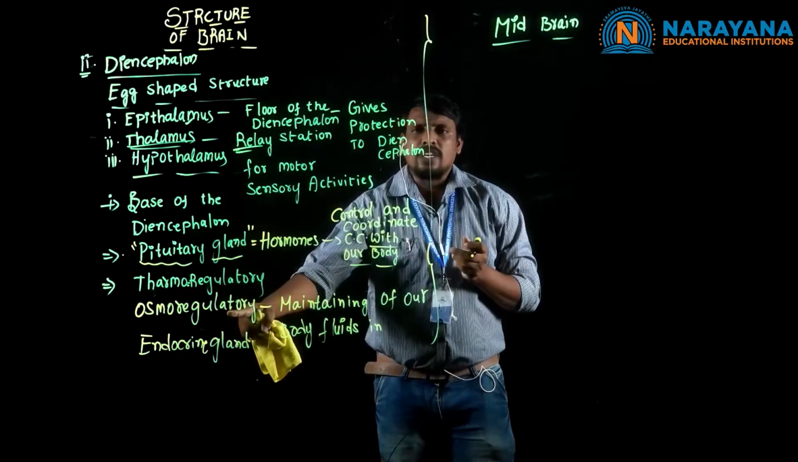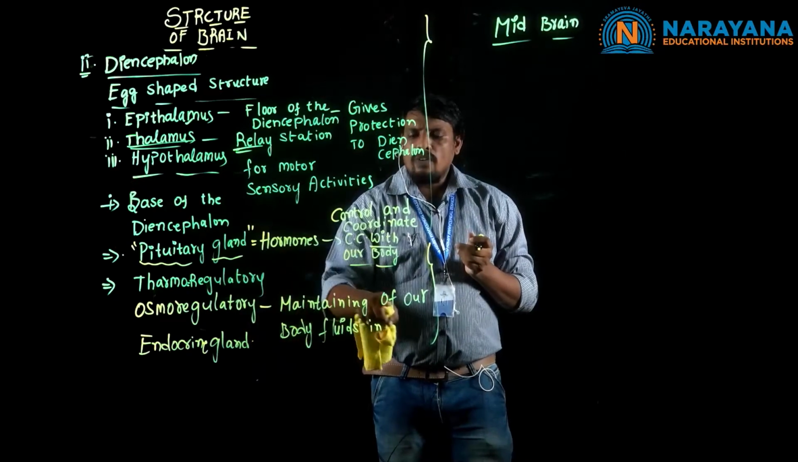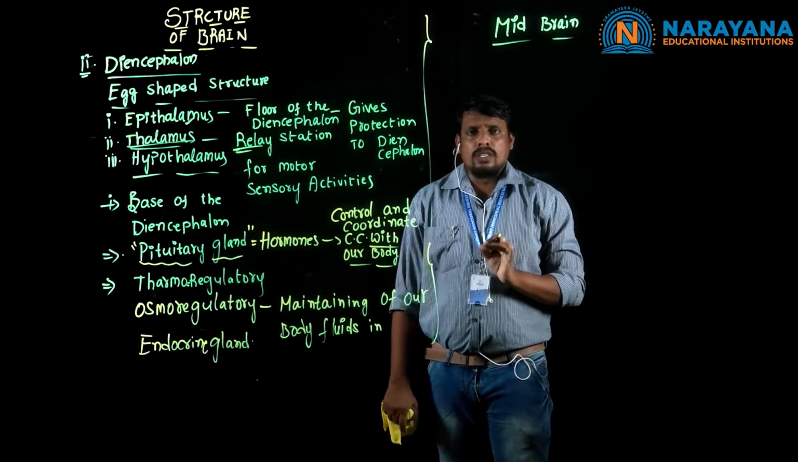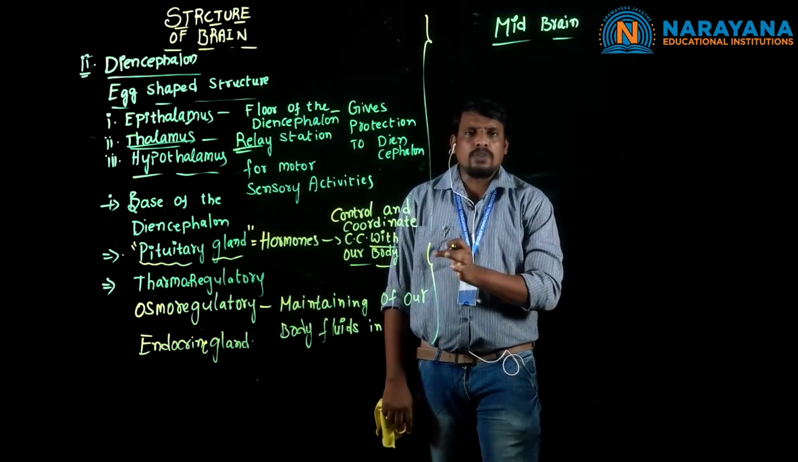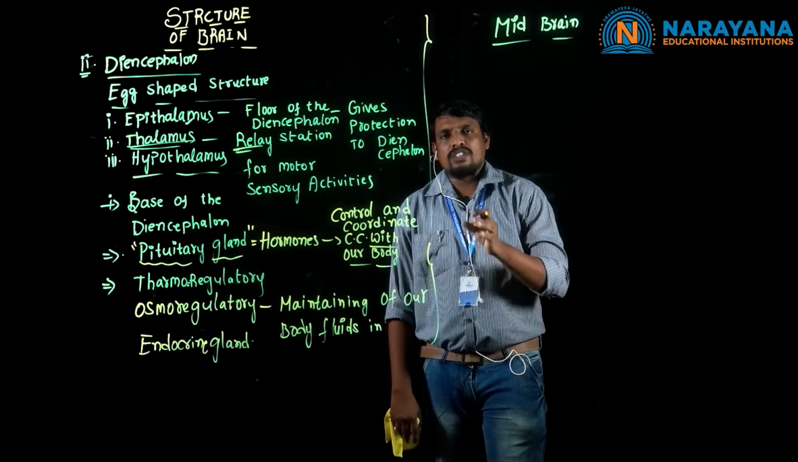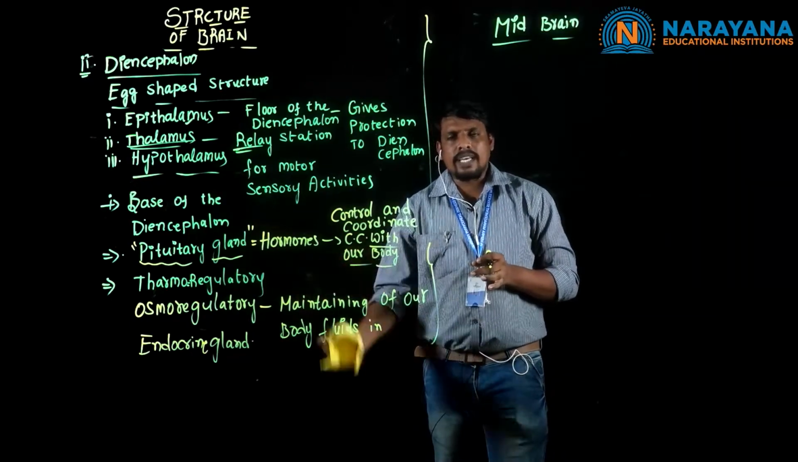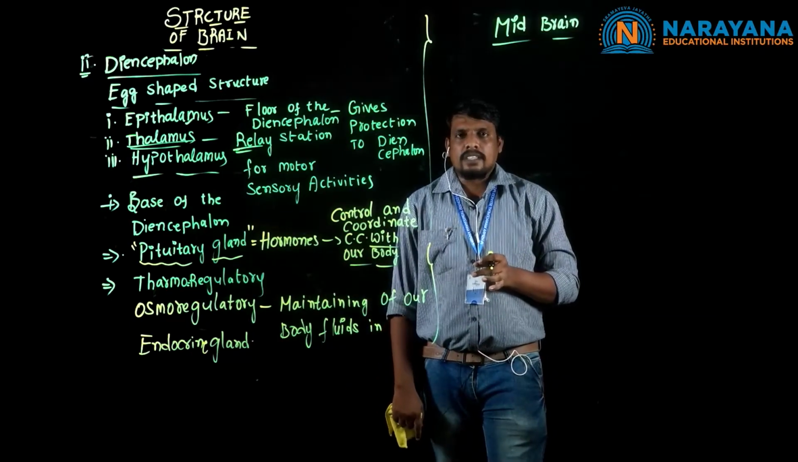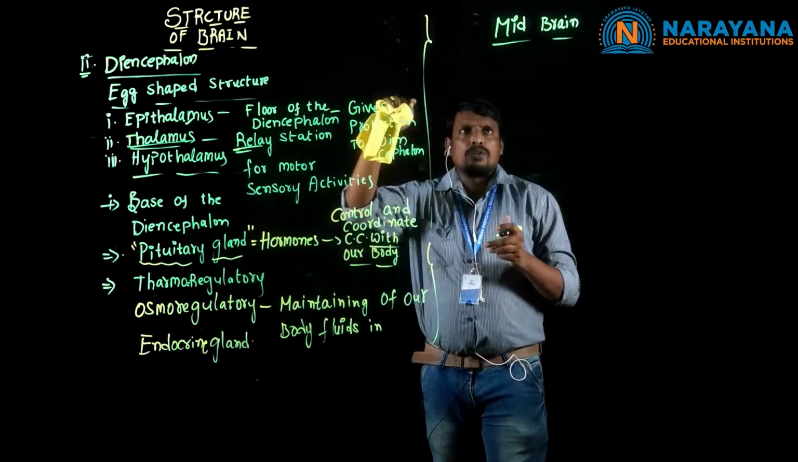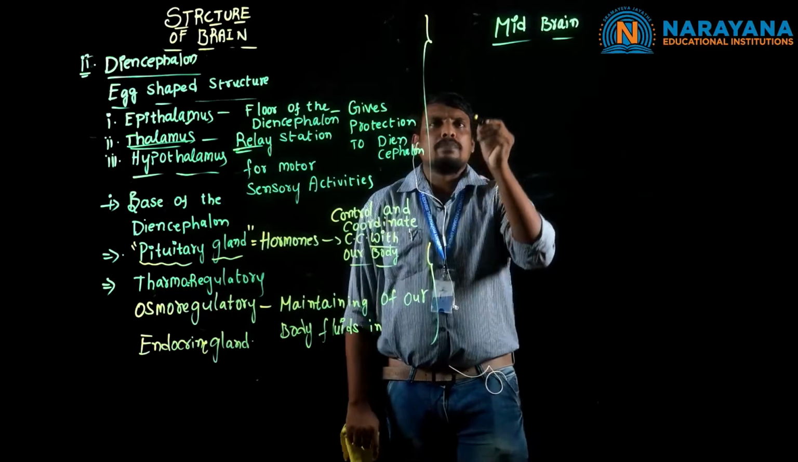What do you mean by osmoregulation? Maintaining our body fluids in a proper concentration is called osmoregulation. It even includes excretion also. Osmoregulation includes excretion, isn't it? Right. Midbrain. Let us see about the midbrain. What are the functions of the midbrain?